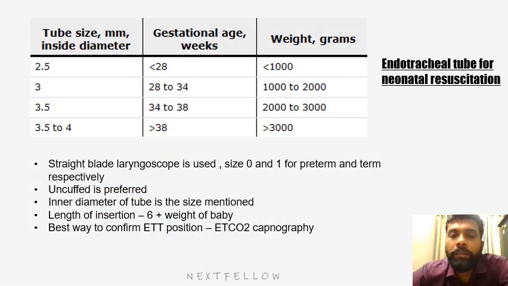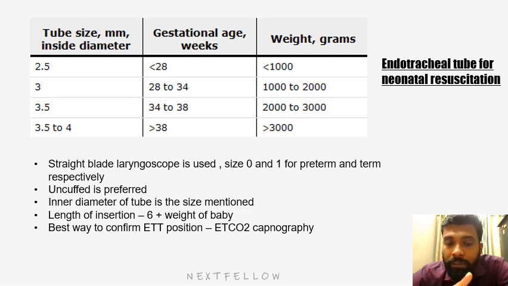So the ET tube sizes and appropriate gestational age and weight categorization we already mentioned. But a few points that you should know is that a straight blade laryngoscope is used, and we always prefer ET tubes that are not cuffed. Uncuffed ET tubes are preferred for newborns, and the inner diameter of the tube is always the size mentioned. This 2.5 size and 3.5 size indicate the inner diameter of the tube.